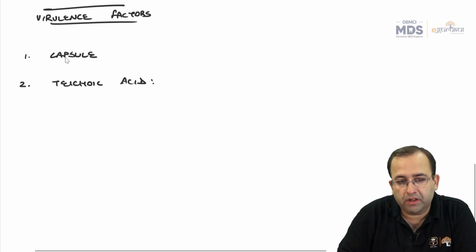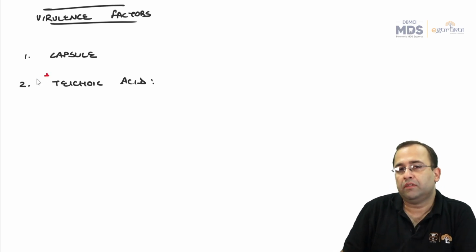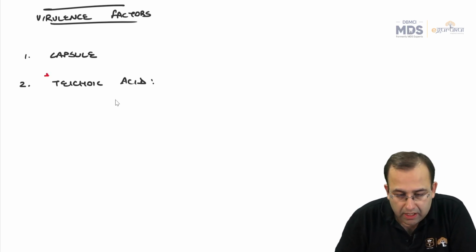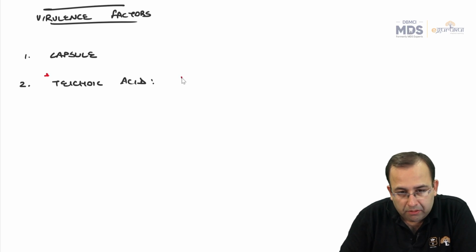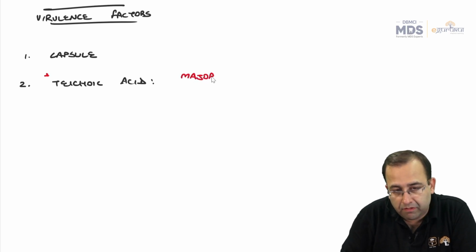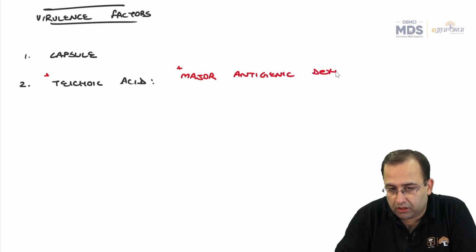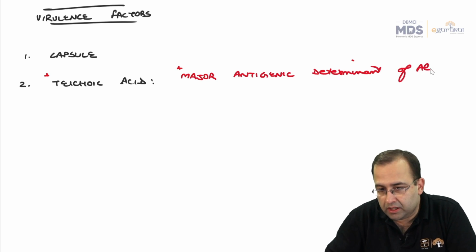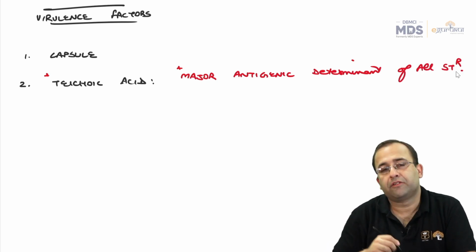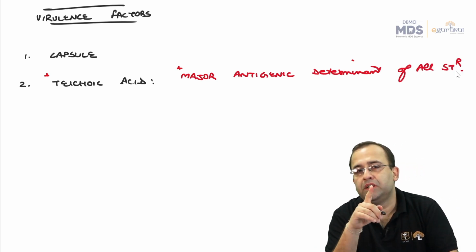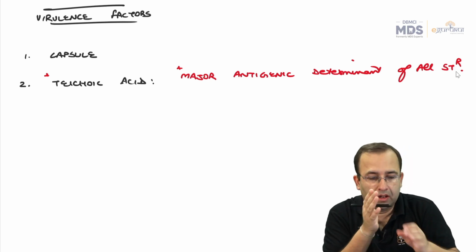Staph is associated with teichoic acid. Please put a star. Teichoic acid is the major antigenic determinant. This is a recent PYQ only. Teichoic acid, it is the major antigenic determinant of all strains. Antigenic determinants with both staph and strep are asked.